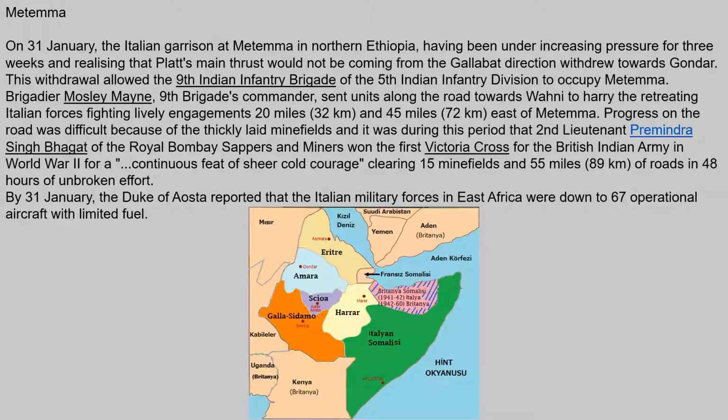By the 31st of January, the Duke of Aosta reported that the Italian military forces in East Africa were down to 67 operational aircraft with limited fuel.